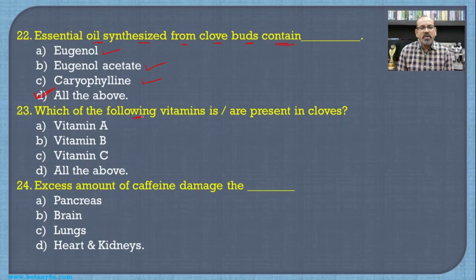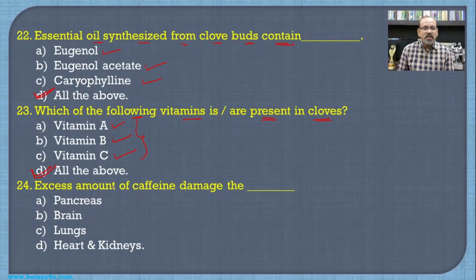Then, which one of the following vitamins are present in the cloves? That is vitamin A, vitamin B and vitamin C, and all these three different types of vitamins are present in the clove, and hence all the above becomes the answer for this question.